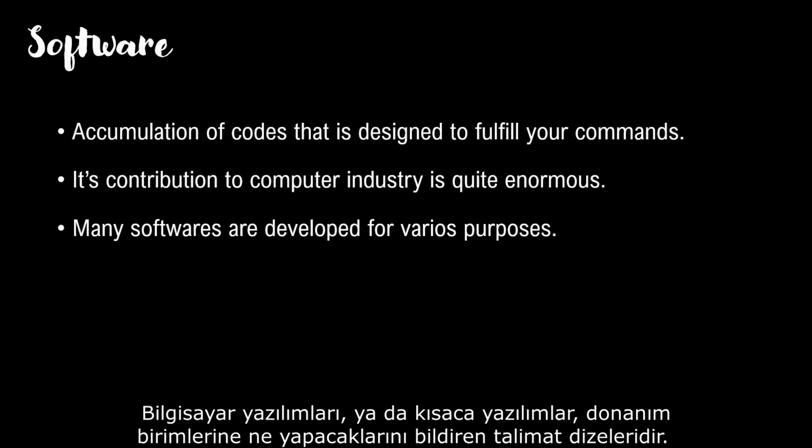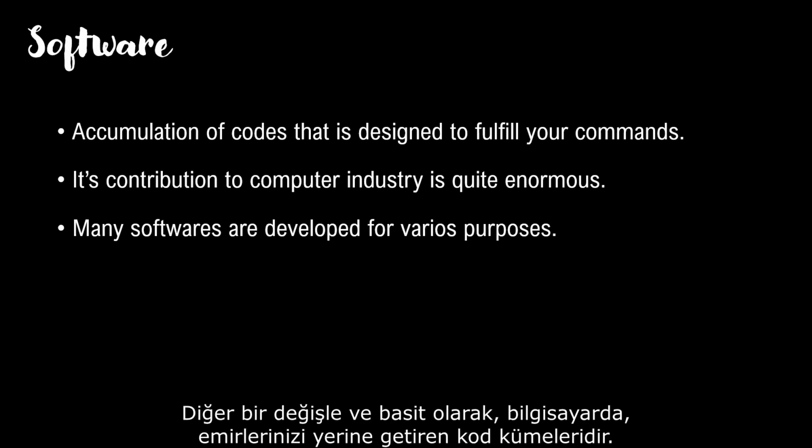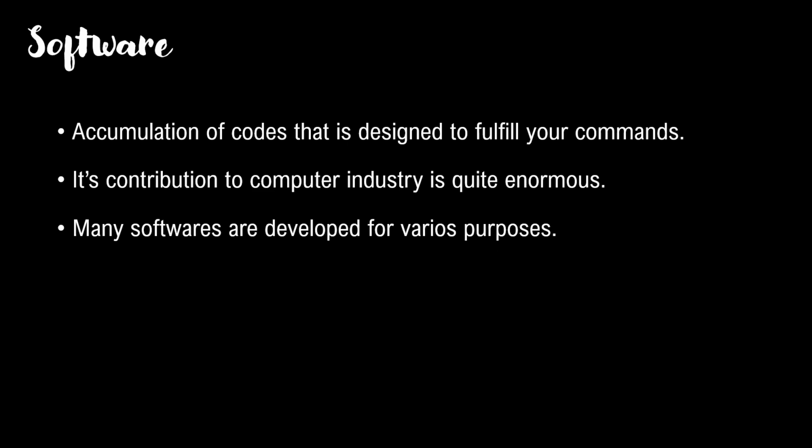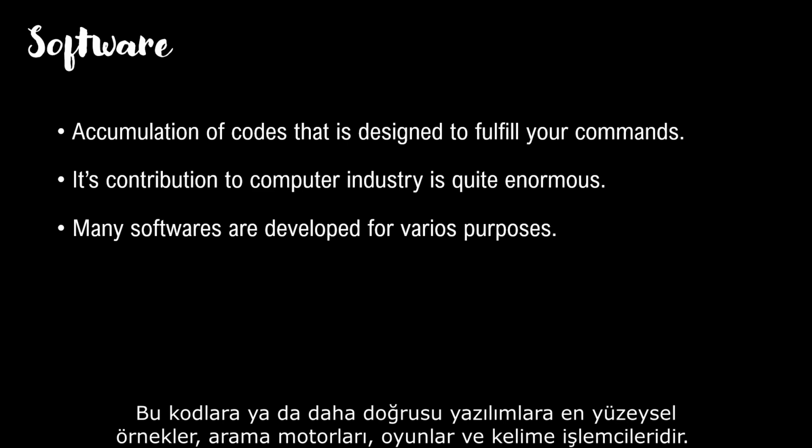Computer software, or shortly software, is the set of instructions that tells the hardware units what to do. Or in other terms, it basically is accumulation of codes that fulfills your commands in a computer. Most broad examples for these codes, or softwares to be exact, are web browsers, games, and word processors.